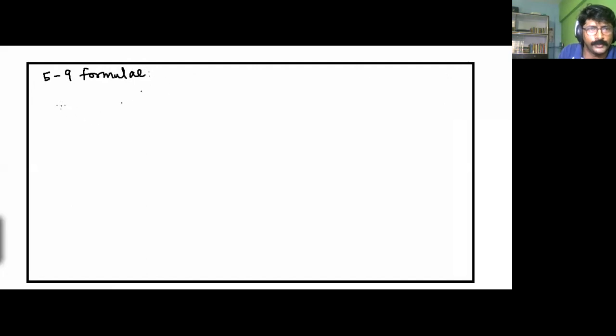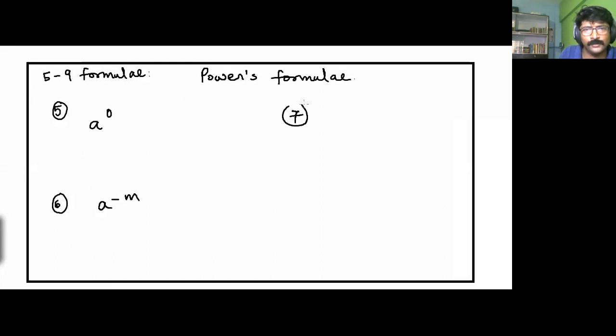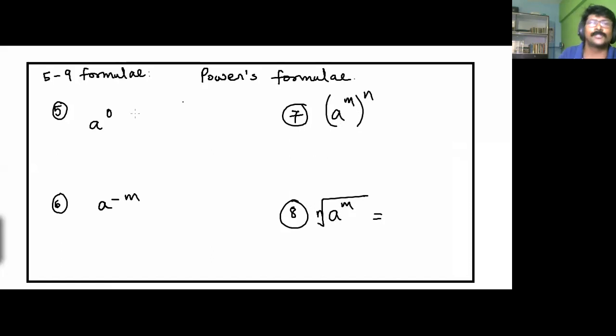Okay, look at this. What is this fifth formula? Now these are all power formulas. What are these power formulas? A power 0, sixth one, a power negative n, seventh one, a power m whole power n, eighth one, a power m and under root of n. So these are all power formulas.